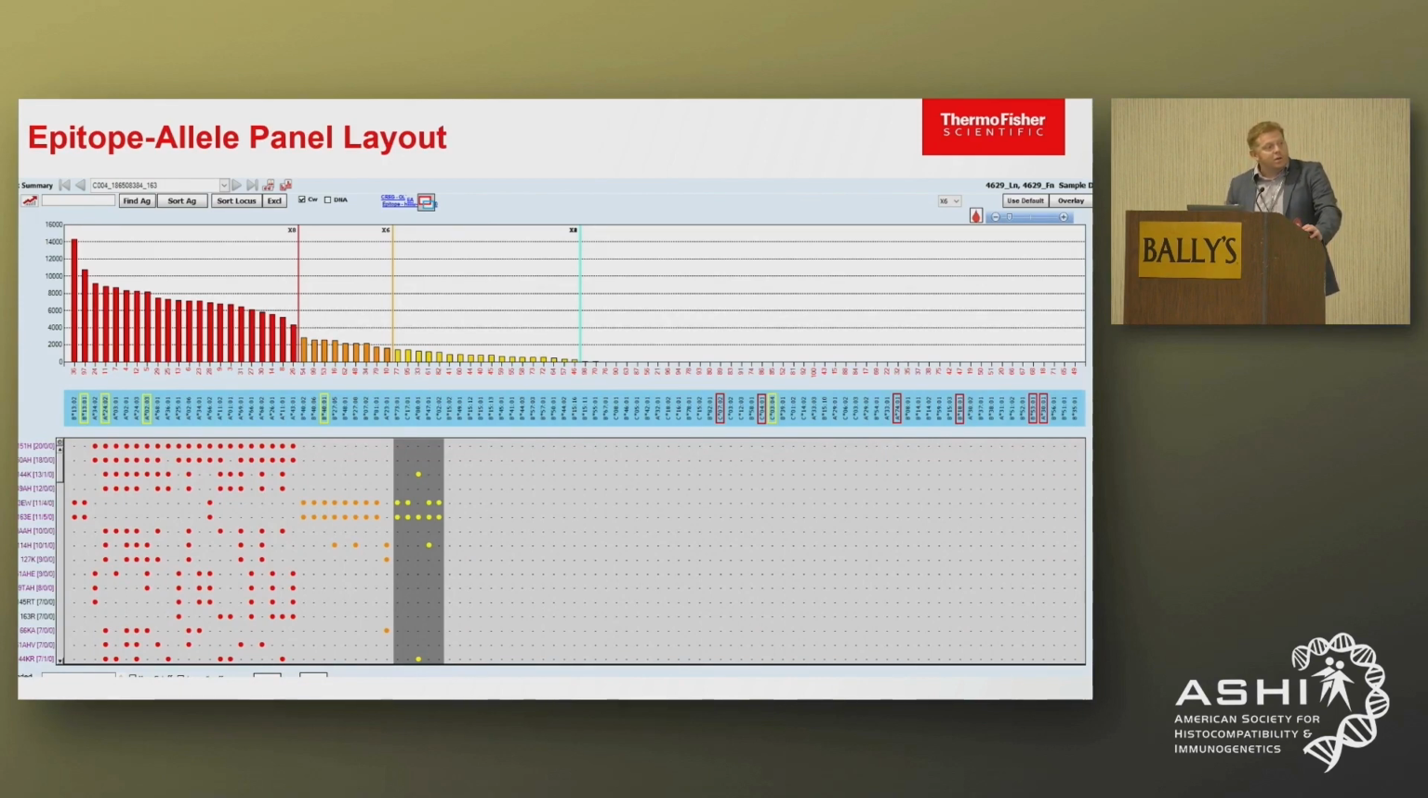So, coming up in the next few months is going to be an update to HLA Fusion, for example, where we've built in a lot more epitope functionality.